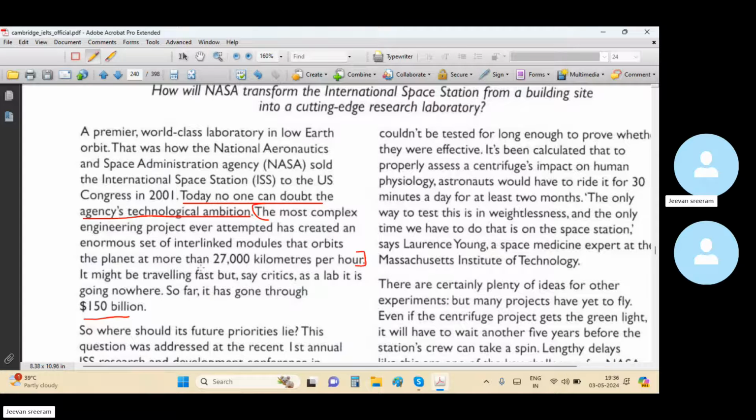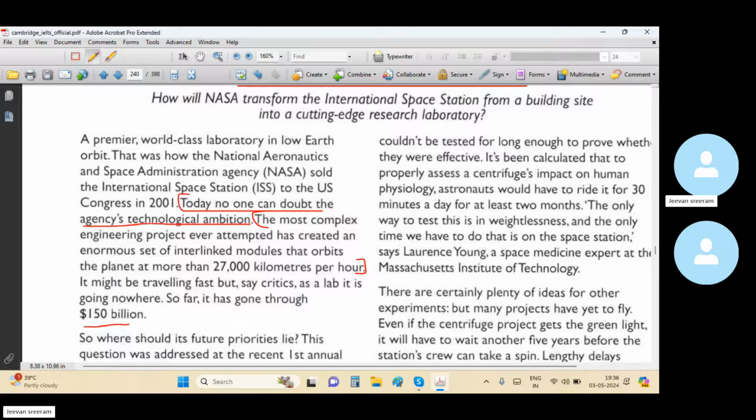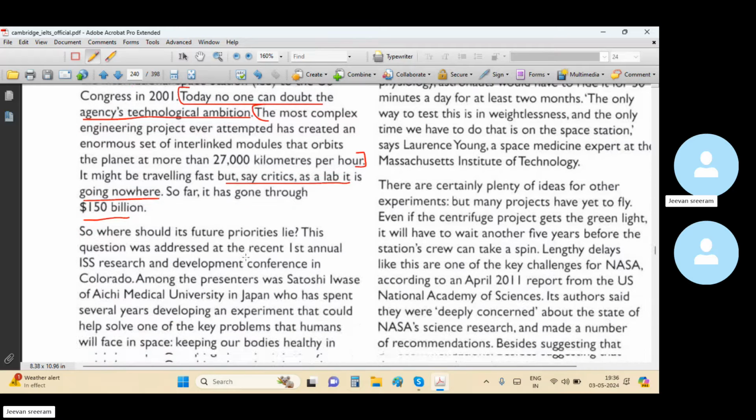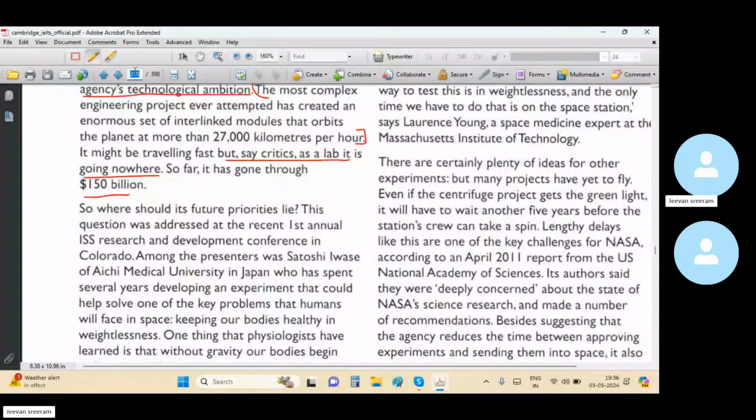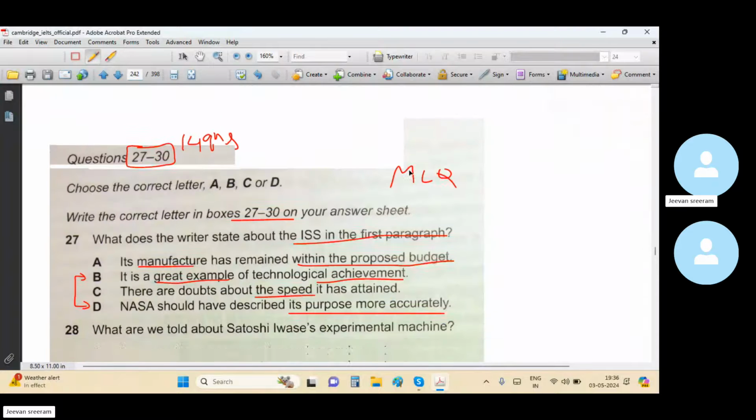By understanding these two sentences, of course, the last sentence is actually about critics, but the question is asking what the author thinks of the ISS as per the information given in the first paragraph. Most of the information in this first paragraph is actually saying that it's a great project. Okay, so let's see the answer choices once again.